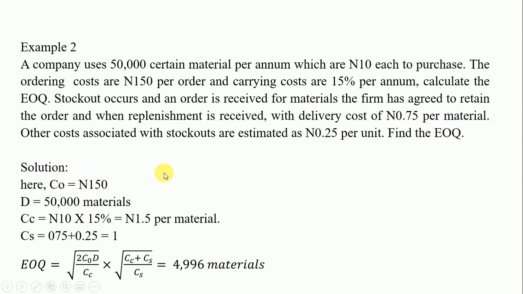So we can observe that we still use the same parameters, just that there's an additional parameter, and that is the mentioned delivery cost and the estimated other costs associated with stockouts, which is 25 kobo, and the addition gives 1 naira. So when you substitute these parameters into the formula, you get 4,996 materials.